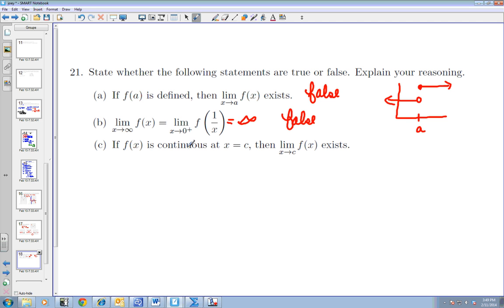If f of x is continuous at c, then the limit as x approaches c of f of x exists. That's true because that's the definition of continuity. For something to be continuous, the limit as x approaches c of f of x, this is true, has to equal f of c.